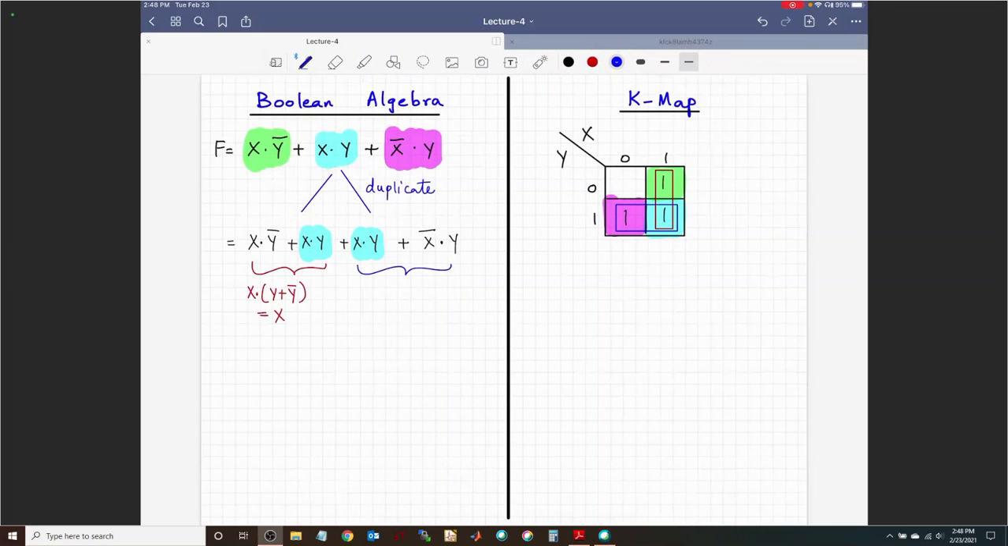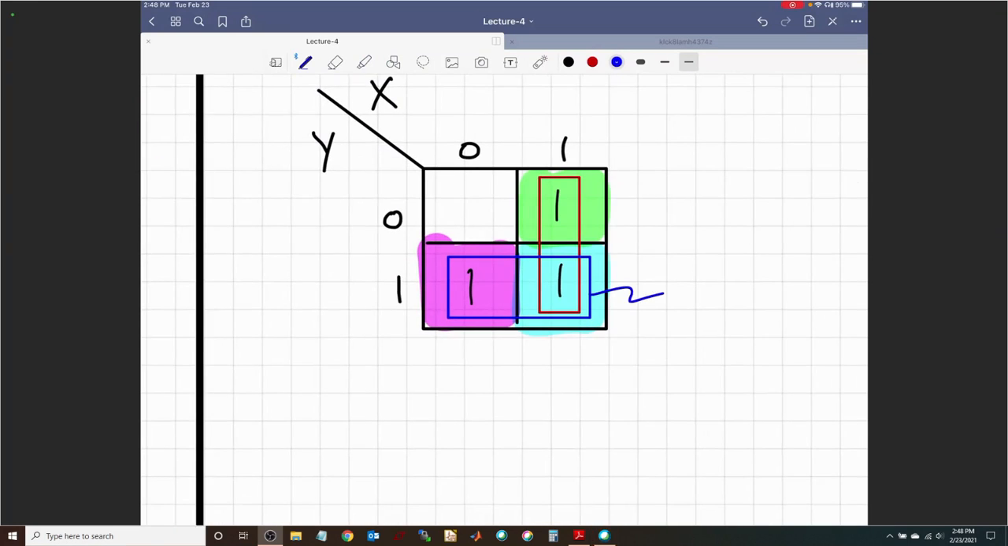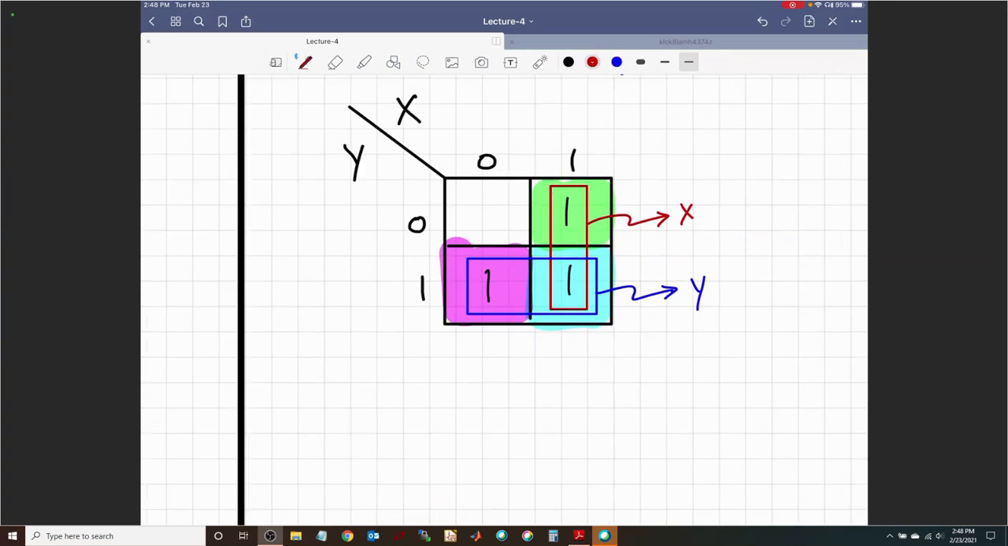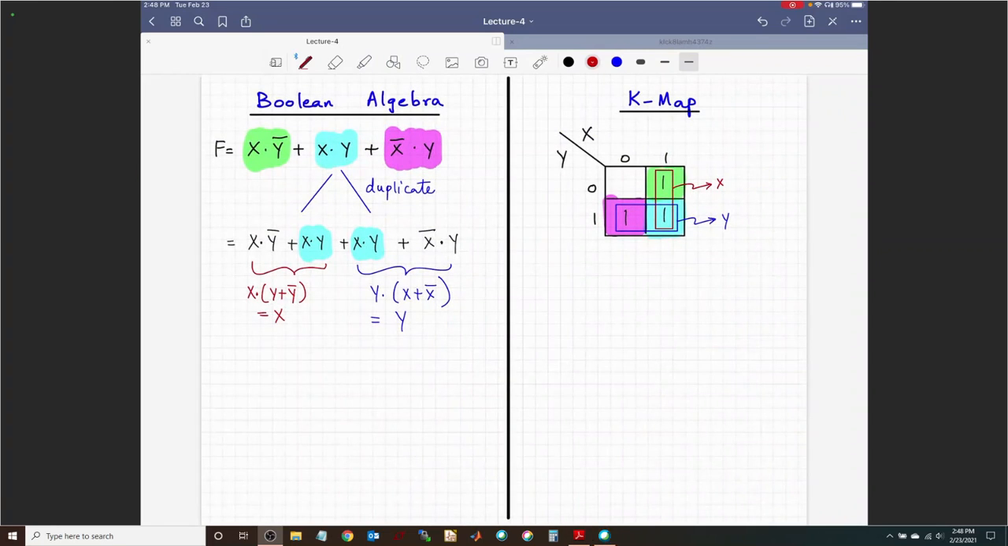These are color coded, by the way, with the red box. And then from the second 2 terms, you have y pulled out, and then you've got x or x complement, which is simply y. And that is exactly what we have in the K-map. This is y and this is x. And this helps you see that connection between Boolean algebra and K-map.